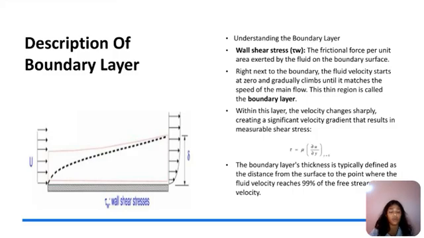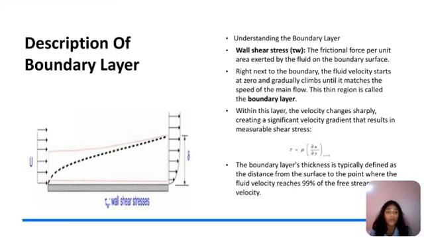Let's understand what the boundary layer is. There is a wall shear stress here, the frictional force per unit area exerted by the fluid on the boundary surface. Right next to the boundary, the fluid velocity starts at zero and gradually climbs until it matches the speed of the main flow. And this thin region is called the boundary layer.